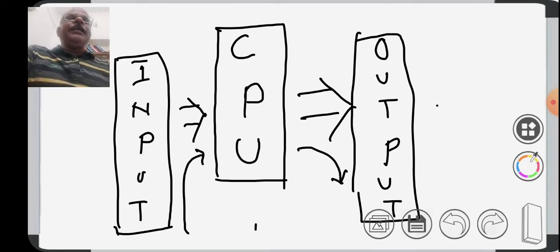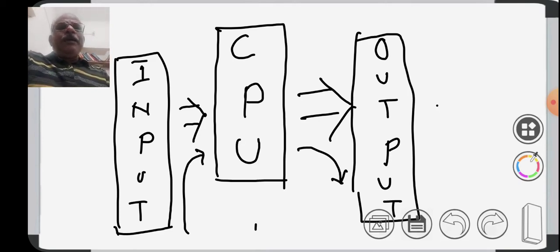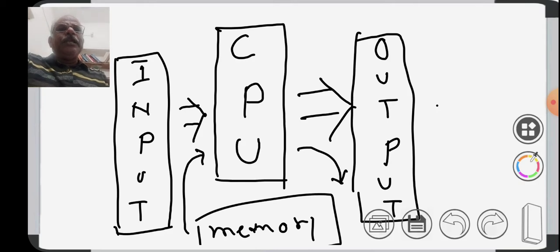In the next whiteboard, we will discuss the different types of input devices and output devices. But before that, let me complete the block diagram of this microcomputer system. So: input devices, central processing unit, and output devices. In addition to these, memory is necessary. So the next block is memory, and this memory is connected to the central processing unit.